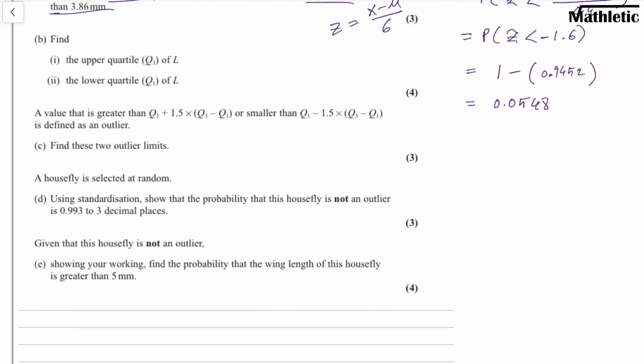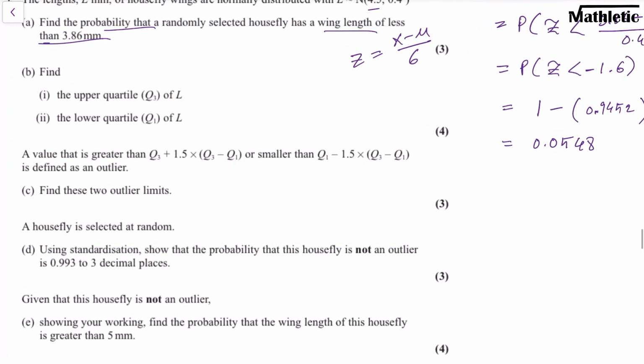Part B1, we need to find the upper quartile Q3 and the lower quartile Q1. So we know that Q1, Q2, Q3. Q1 represents the 25th position, Q2 represents the 50th position, Q3 represents the 75th position. So the probability less than Q1 is 25%, and the probability less than Q3 is 75%. That's the information we will be using for part B.